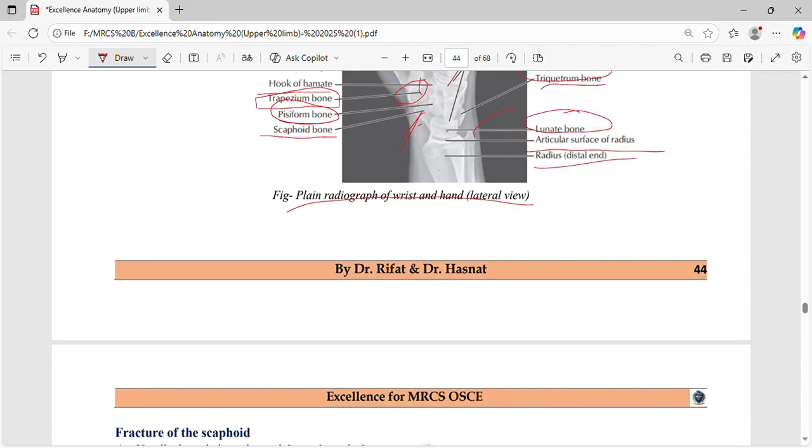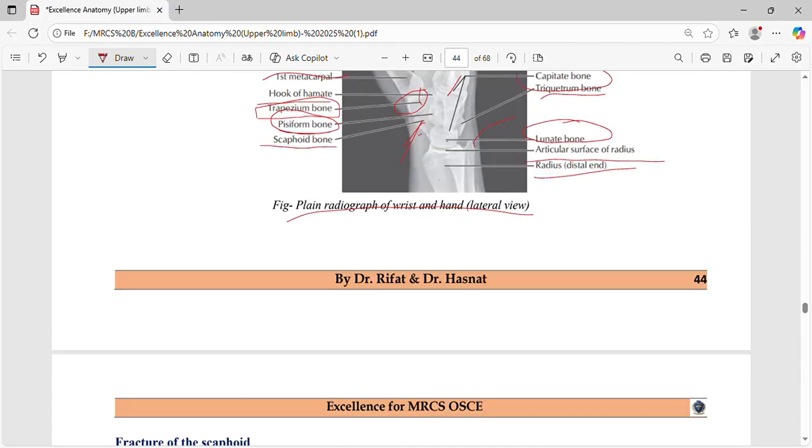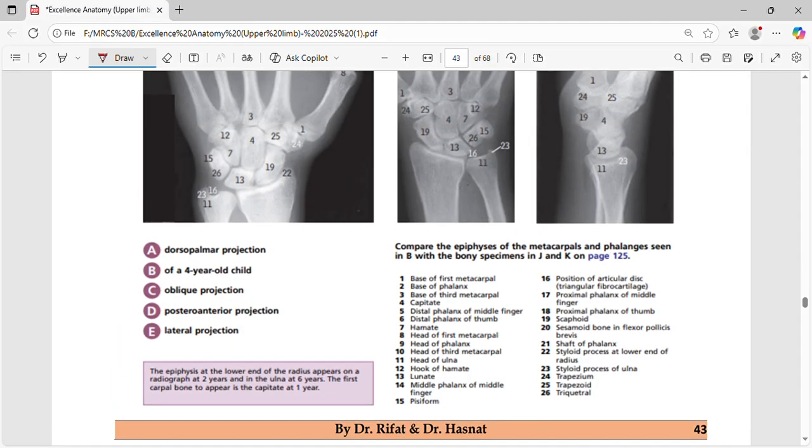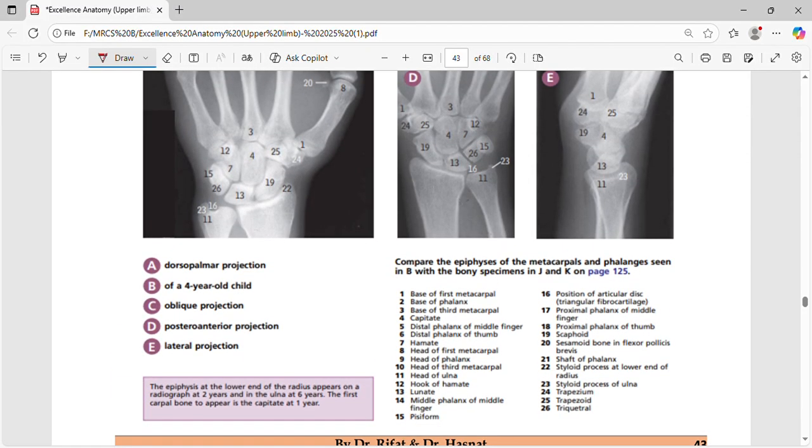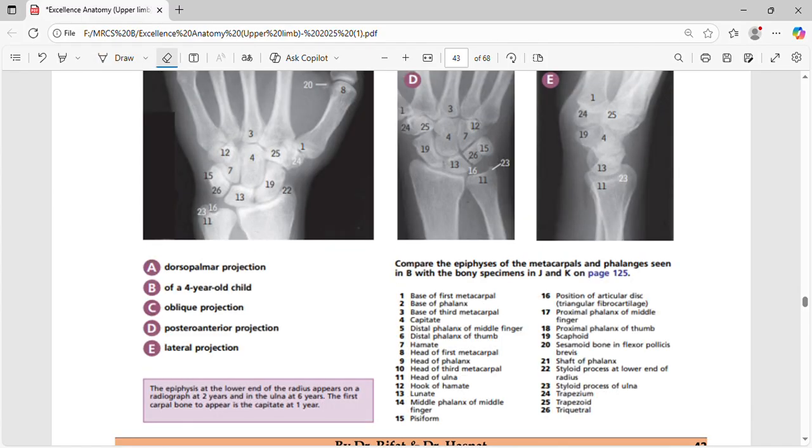Further, we will go through these diagrams. Here we can see again that the 23rd is the ulnar styloid.